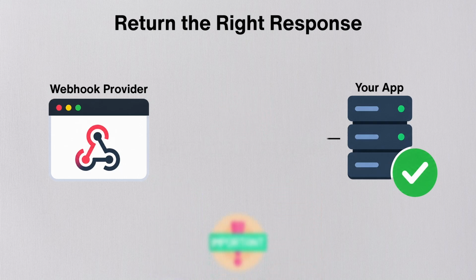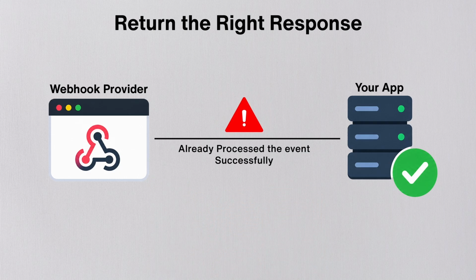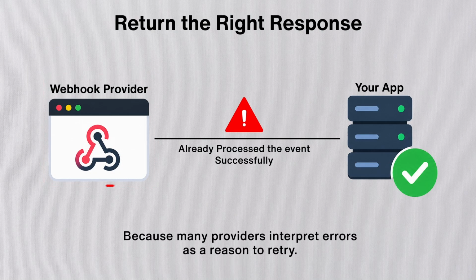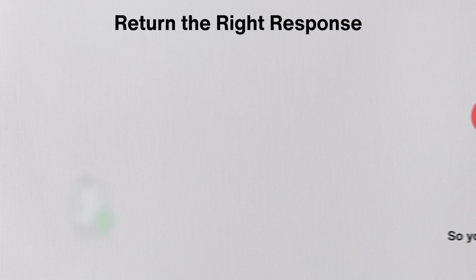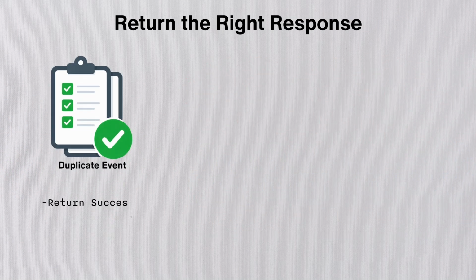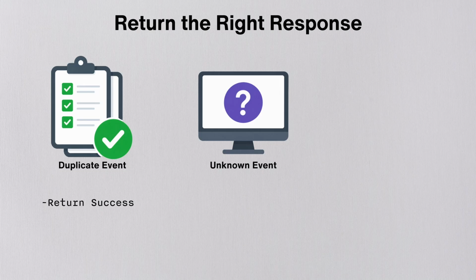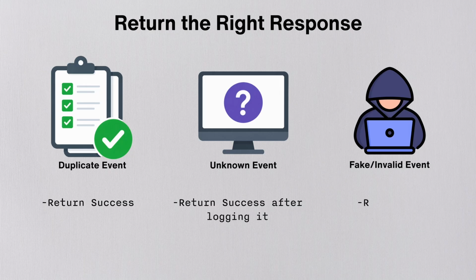But here is the important part: do not return an error after you have already processed the event successfully, because many providers interpret errors as a reason to retry. So your logic should be careful. If it is a duplicate event, return success. If it is an unknown event type, you may still want to return success after logging it, depending on the provider and your business rules. If it is a fake or invalid request, reject it.